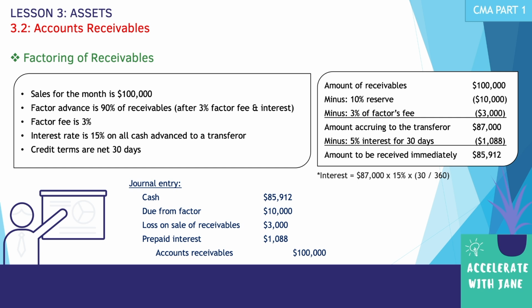So for the interest, we use the account prepaid interest because this entry is actually recognized at the point of factoring, meaning at the beginning of this transaction. The interest has not yet run, meaning the interest has not yet been incurred. So here it is still a prepaid interest, which is 1,088 US dollars. And then we credit the gross amount of accounts receivable, since we are transferring the gross amount of receivables to the factor.